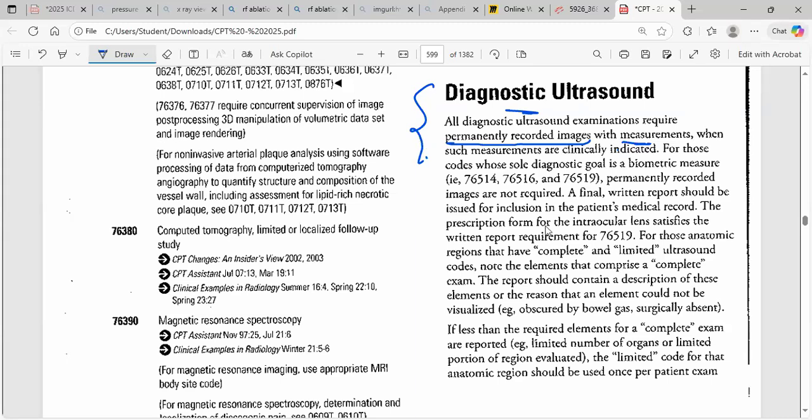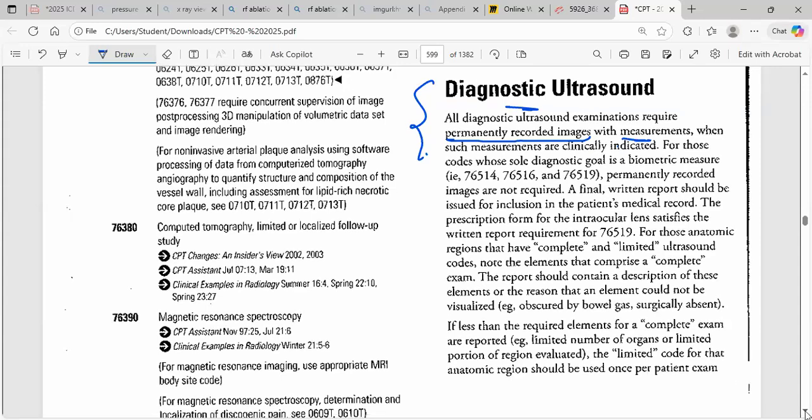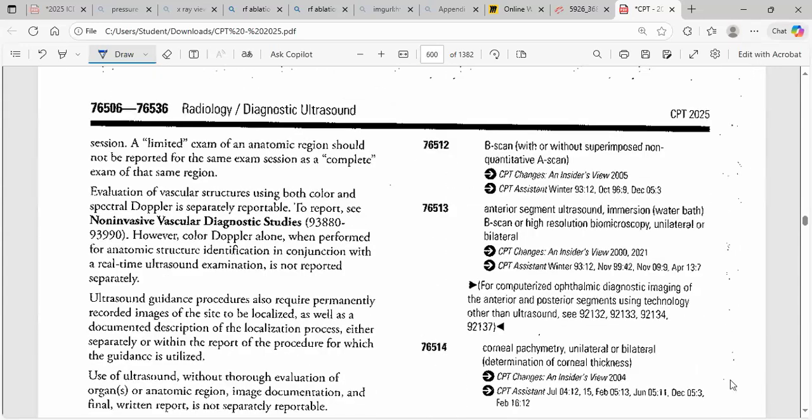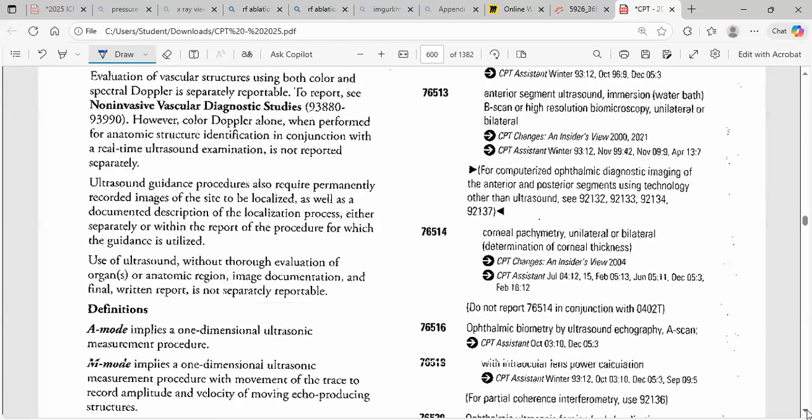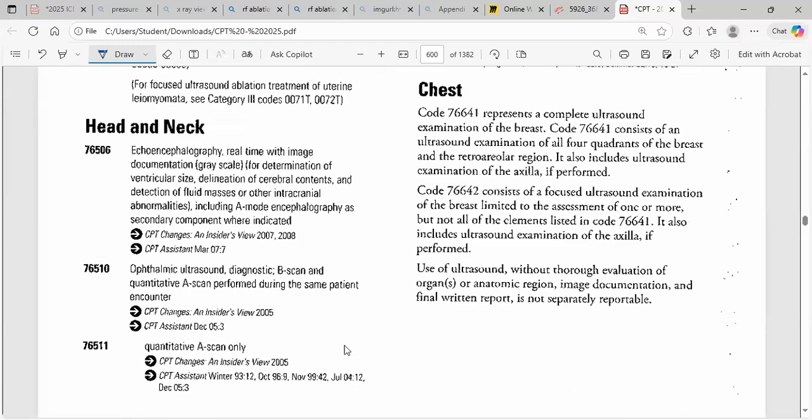And we have three different types of scans: A scan, B scan, or M mode. So A mode, B mode, or M mode. If it is a real-time scan, A mode means amplitude mode. We have a course here. Let me show you. This is A scan. A scan means amplitude mode only. So amplitude mode only means only a one-dimensional scan.